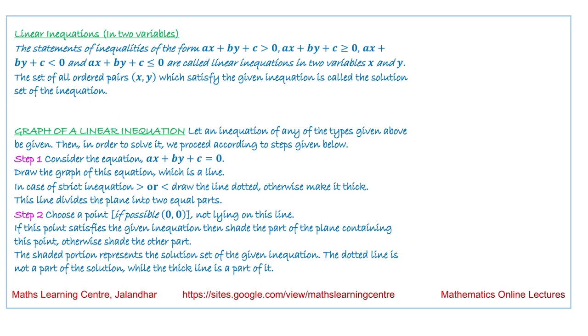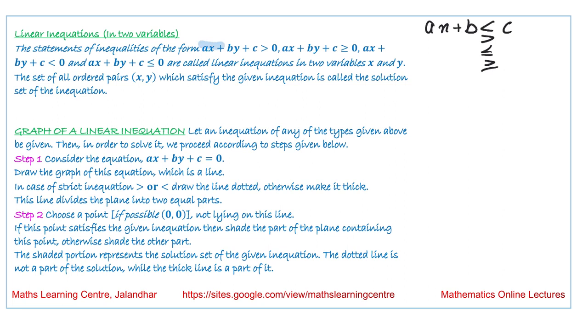So, we have already studied linear inequations in one variable, and the definition that we had was ax plus b less than c, or greater than c, less than or equal to c, or greater than or equal to c. Now we are talking about linear inequations in two variables.